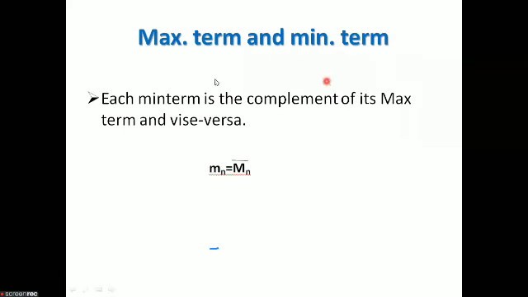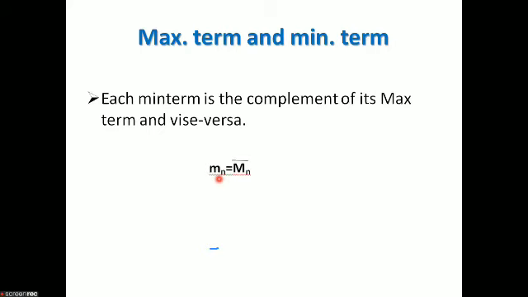Now the next slide is the max term and the min term relation. There is a certain relation between the max term and the min term. What is the relation? Each min term is the complement of its max term and vice versa. That is, you can say that small m n is equal to the complement of capital M n. Also you can say capital M n is equal to the complement of small m n. So both of these are related.